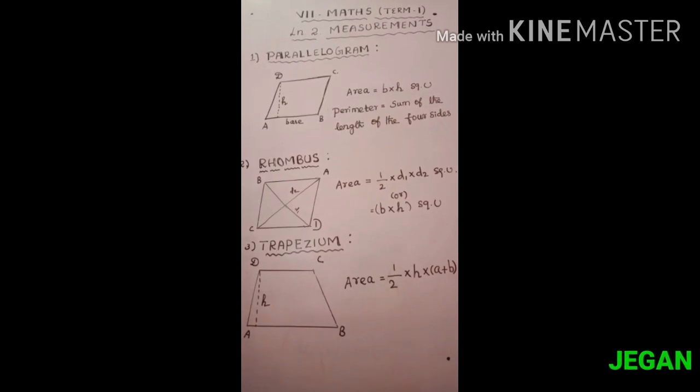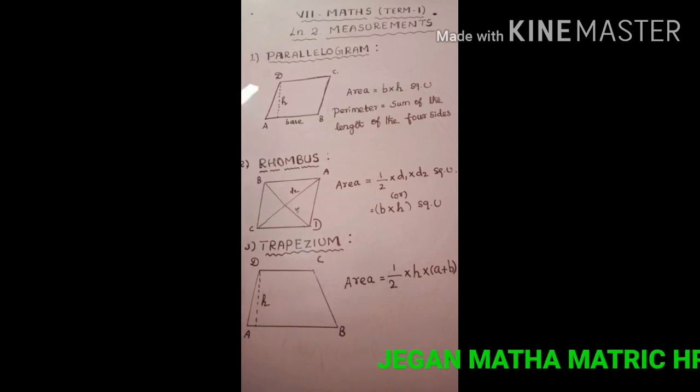Dear students, welcome to 7th Standard Maths, Term 1, Lesson 2, Measurements. Today we will discuss the area and perimeter of some simple shapes. Those are very important formulas. So before we begin the exercise, I want to introduce some formulas now.